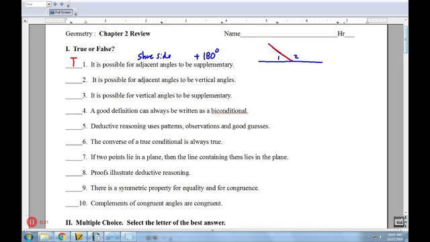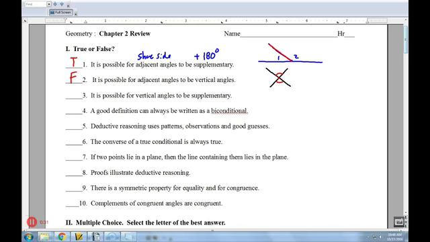Number 2, is it possible for adjacent angles to be vertical angles? Well, remember, vertical angles are whenever you have two straight lines. Vertical angles are the angles that are kitty corner from each other or across from each other. So if those two angles are both vertical angles, the only thing they share is a point. They touch right here in the center. So this one is false. Vertical angles cannot share a side.